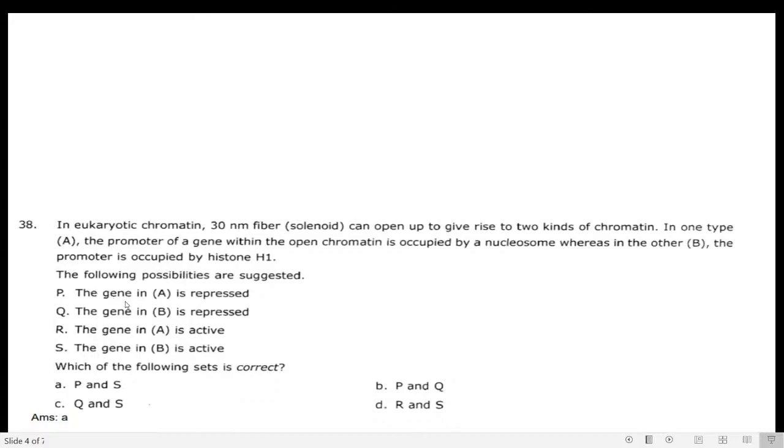Gene A, that is the gene in A, is repressed. Another one is the gene in B is activated. So in this case, what is the possibility? What is the expected result? It means the gene in A is repressed, and the gene in B is in active mode.